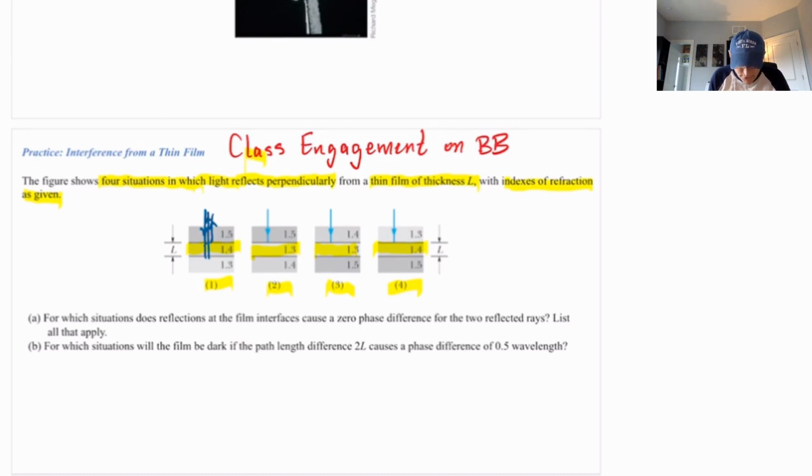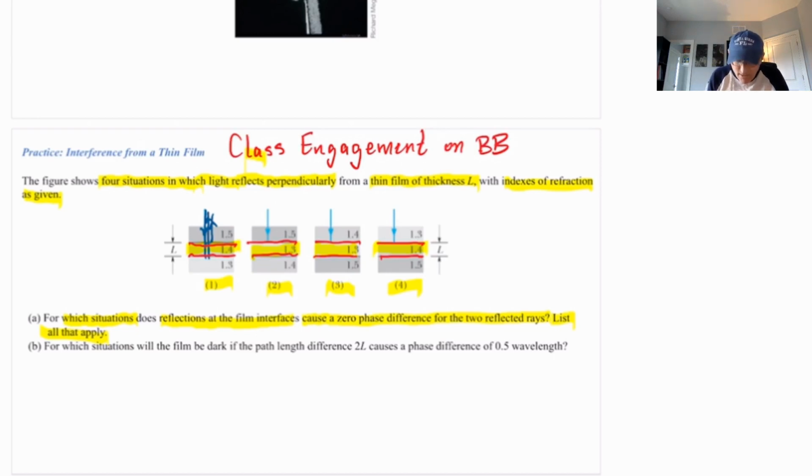All right, here comes the first question. For which of these 4 situations do the reflections at the film interfaces, the top one and the bottom one, for each middle layer, for which situations do the reflections at those film interfaces cause a 0 phase difference for the 2 reflected rays? List the 4 situations for which that's true, for which the 2 reflected rays have 0 phase difference between them. Okay? Just from the reflections.